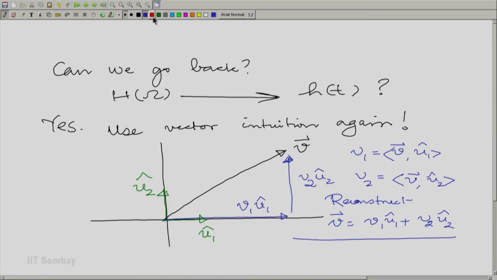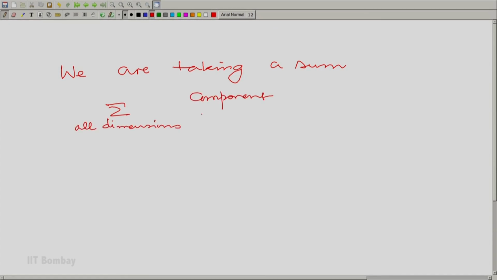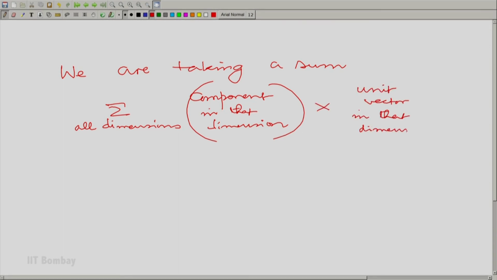At the moment, let us take a finite dimensional space as we have here, and we will look at what exactly we are doing to reconstruct the components, essentially reconstruct the vector from its components. This is the component and this is the unit vector, and you are taking component times the unit vector and adding it over all the components. So, what we are doing is we are taking a summation over all dimensions, so to speak, component in that dimension multiplied by a unit vector in that dimension.